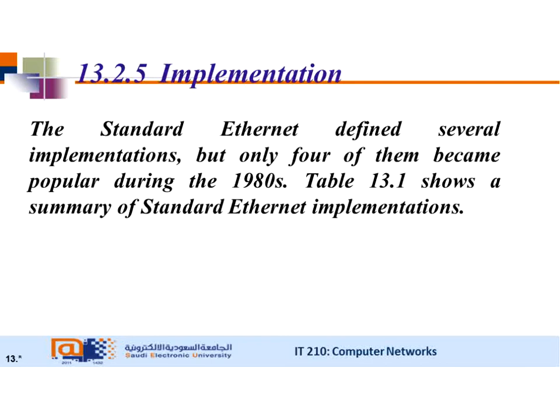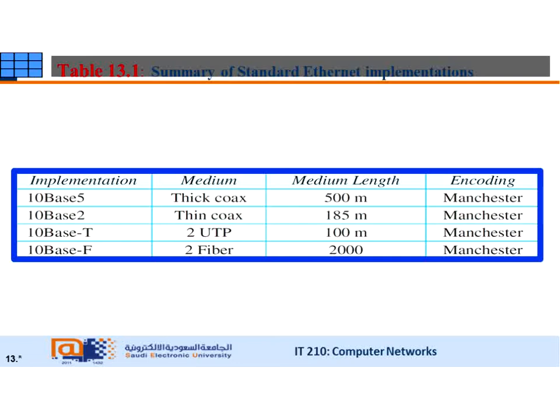Now the next is implementation. Standard Ethernet defines several implementations, and only 4 of them became popular. We will see it in the table. What are the 4 standard Ethernet implementations? They are 10Base5, 10Base2, 10Base-T, and 10Base-F.